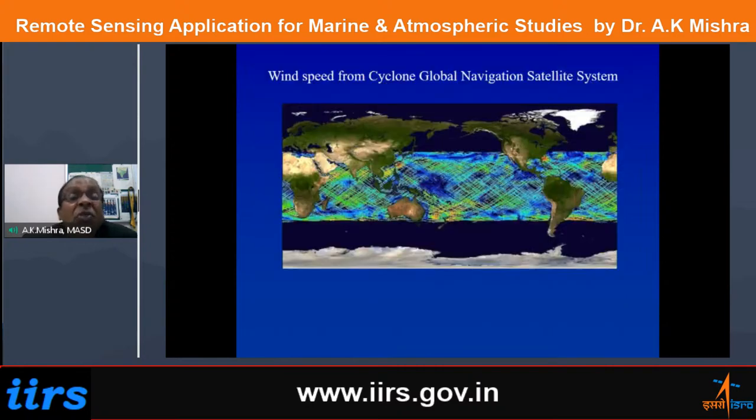And this is the wind speed from the global navigation satellite system. It is a GPS signal that normally strikes the ocean surface, and the return pulse is measured, and you can get high resolution wind speed information from the navigation satellite system.